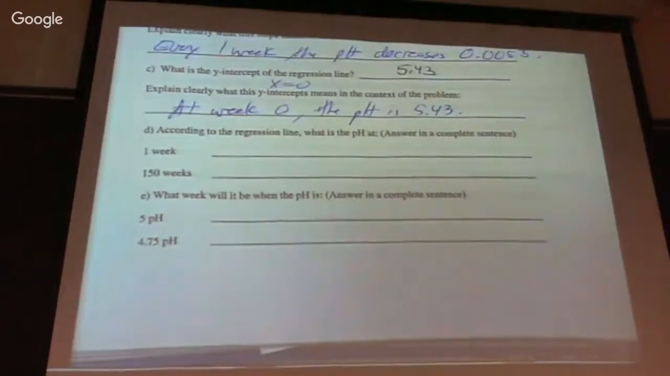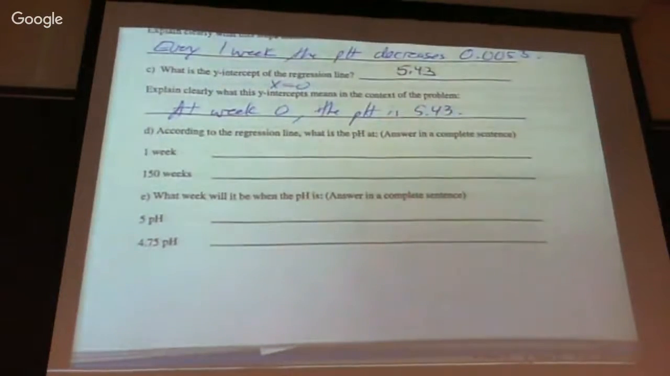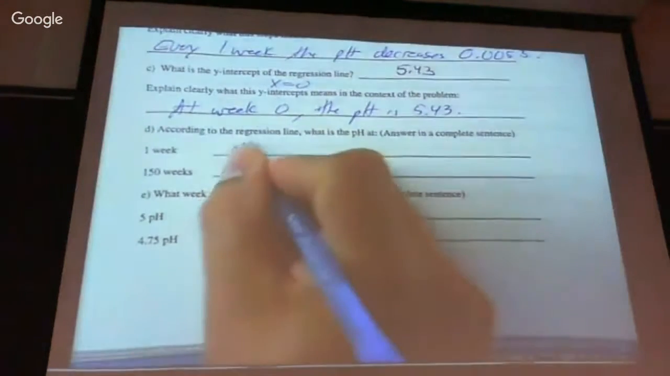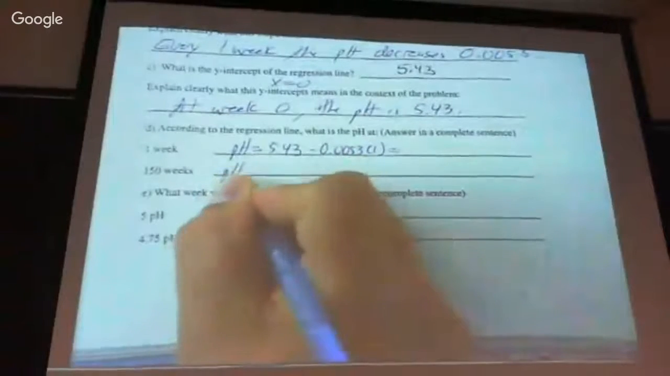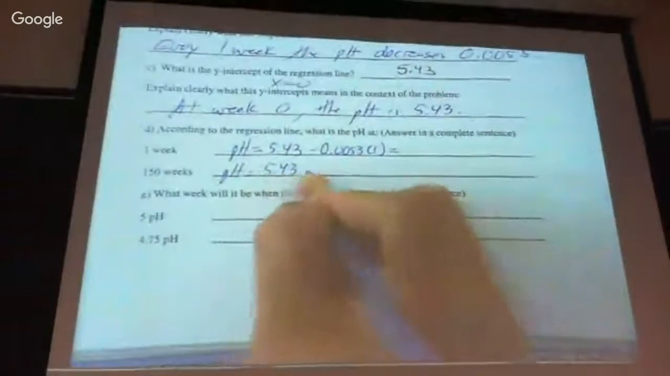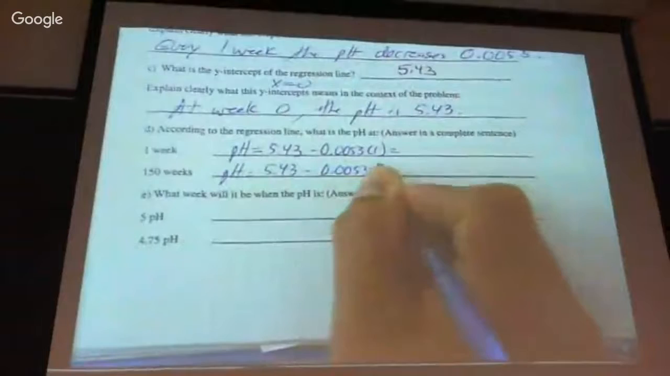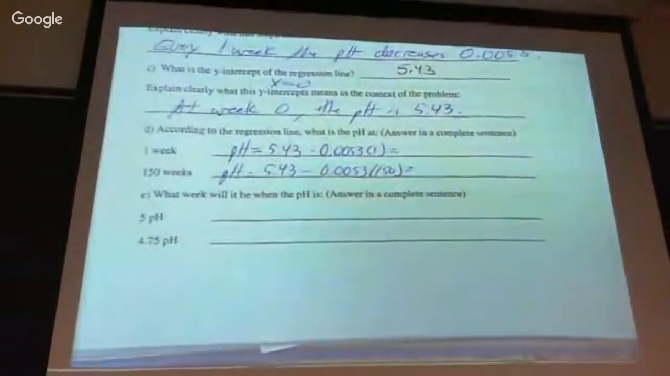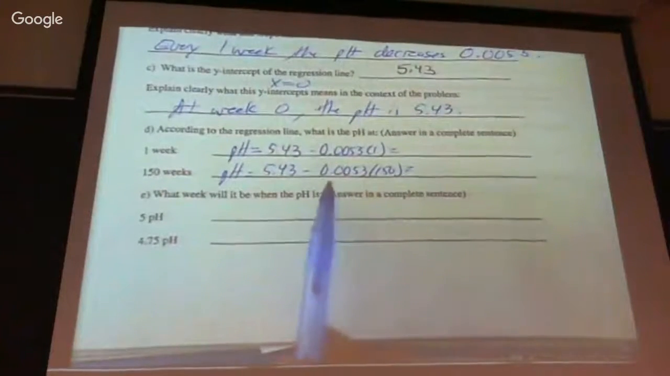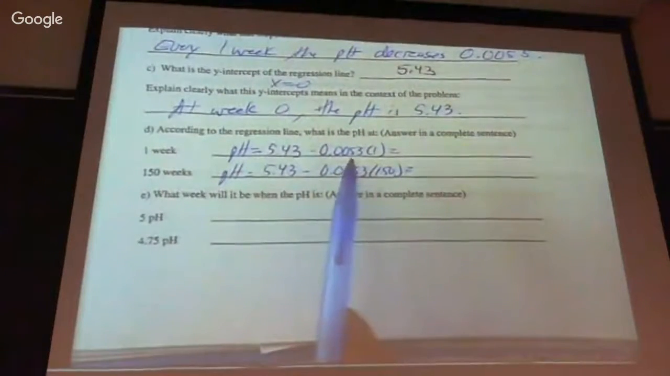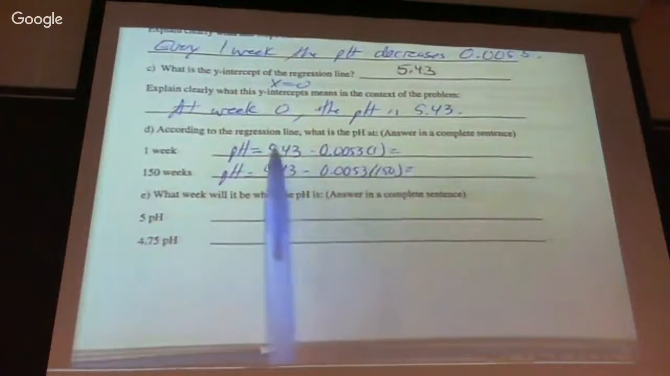Now, I'm going to go through these quickly. But for D, when I give you weeks, does that go in for X or does that go in for Y? X. So this would be pH equals 5.43 minus 0.0053 times 1. pH equals 5.43 minus 0.0053 times 150. Now, I personally, and I recommend to you on the test, show work. Show your work, you get partial credit if it's wrong, and you are clear where the 1 goes, where the 150 goes, what you're looking for.